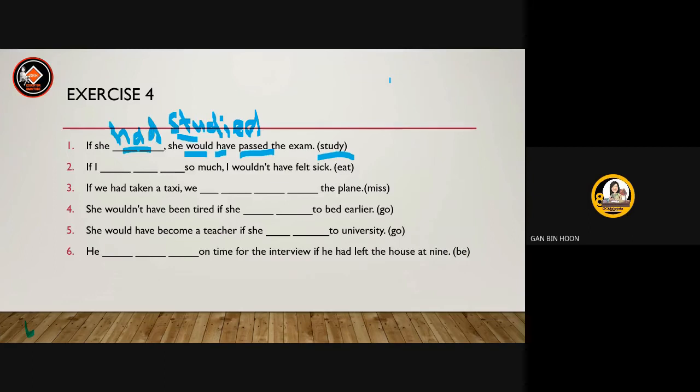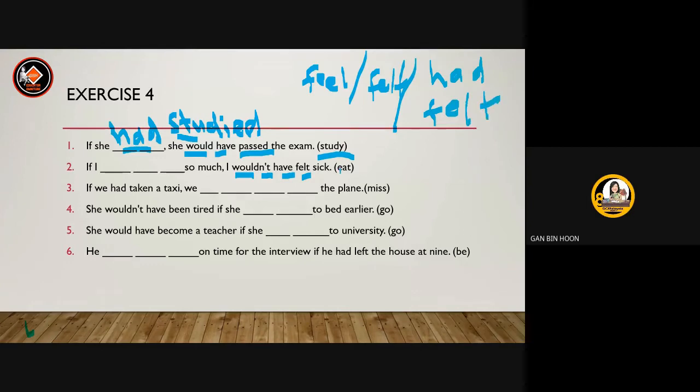Okay, number 2. If I dash dash dash so much, I wouldn't have felt sick. Ayat kedua betul tak teacher? Betul lah. Because negative. Would not have felt sick. Felt is the perfect tense. Because you have the word feel. Present tense is feel. Past tense is felt. Okay. Past perfect is had felt. Okay. So the main clause tu dah betul. Ayat utama dia dah betul.